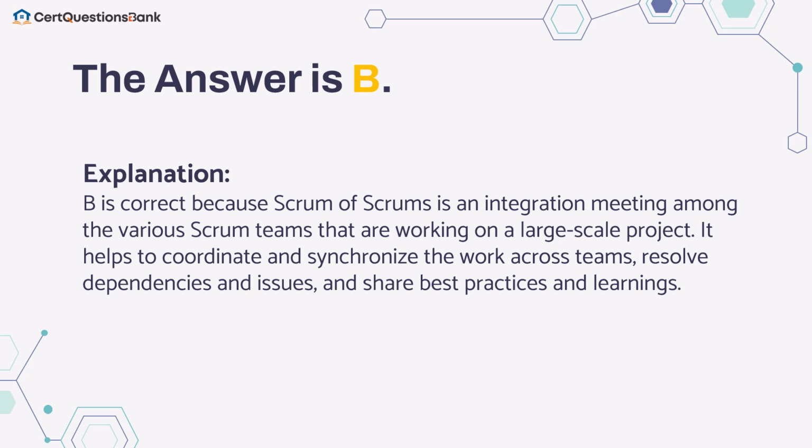B is correct because Scrum of Scrums is an integration meeting among the various Scrum teams that are working on a large-scale project. It helps to coordinate and synchronize the work across teams, resolve dependencies and issues, and share best practices and learnings.